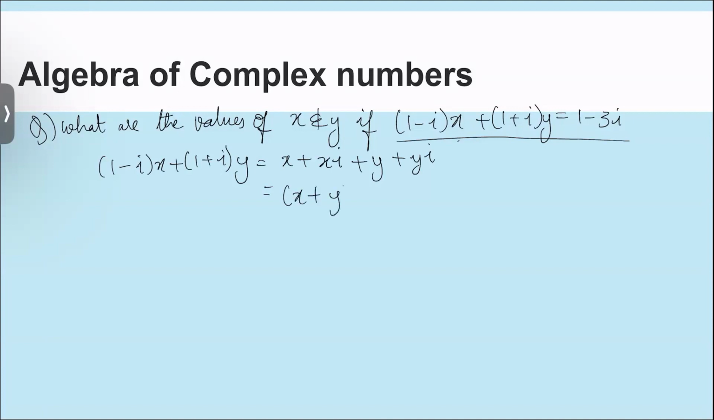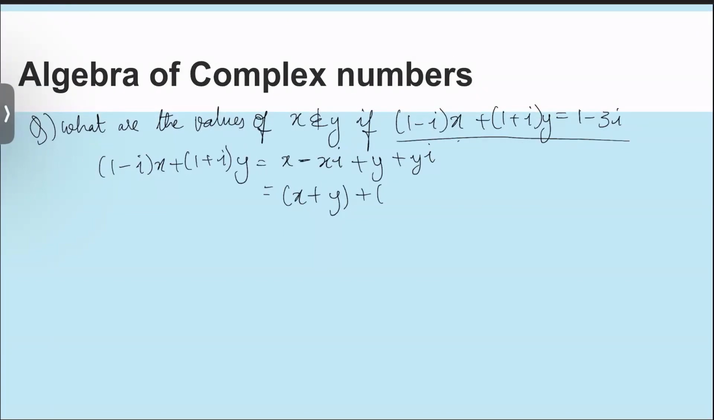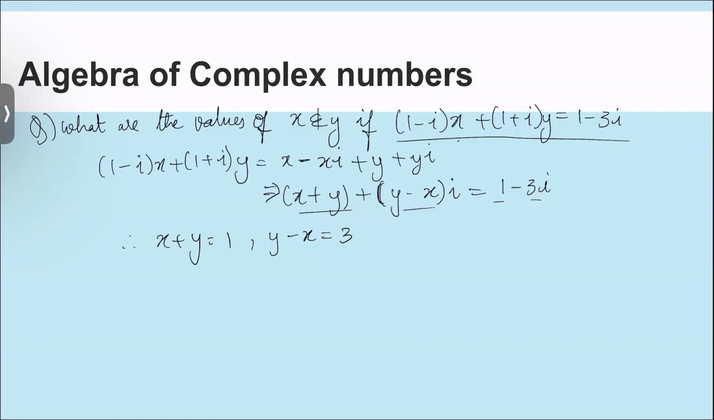x plus y, sorry, this will be minus over here. Then you can have y minus x i. Now we know that this is actually equal to 1 minus 3i. Now we equate the real parts and the imaginary parts. So therefore we get x plus y is equal to 1, and y minus x is equal to 3.